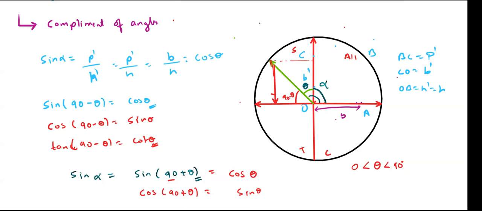Second quadrant mein cos kya hota hai? Negative hota hai. Second quadrant mein cos negative hota hai. Aur ye positive hai. So positive and negative wale ke liye mujhe kya karna padega? Aage minus multiply karna padega.